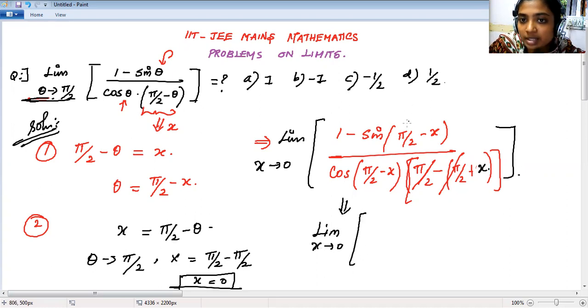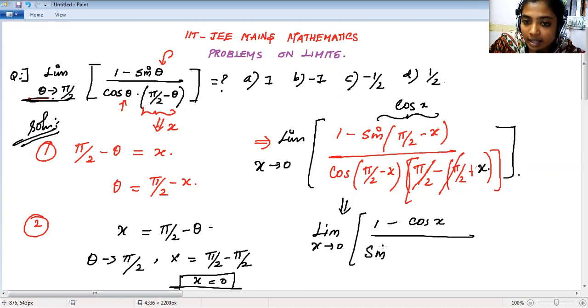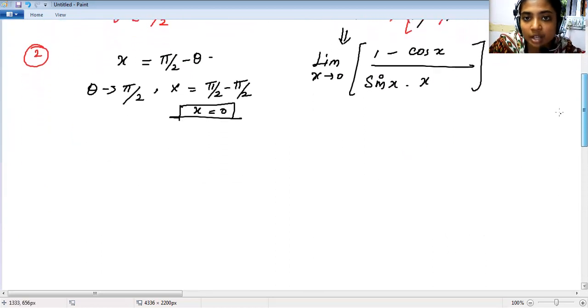1 minus sine of pi by 2 minus x is nothing but what? Sine of 90 minus theta is cos theta, right? So here cos x. So 1 minus cos x divided by cos of pi by 2 minus x, which is sine x. So sine x, and the minus and plus cancel, leaving x. So this is my modified question. If I find the answer for this, I'll get one of the four options as my answer.